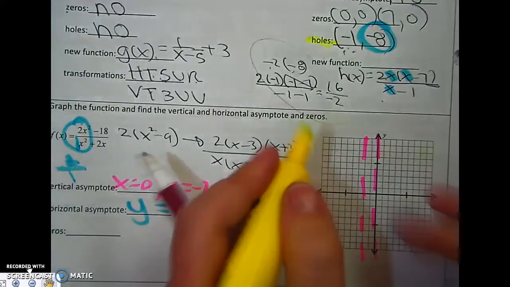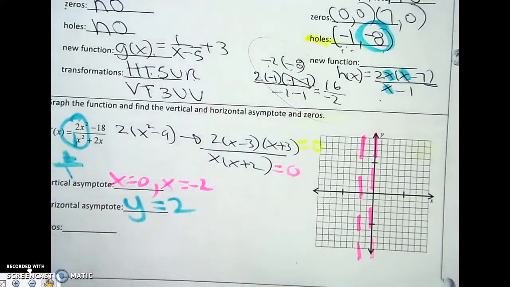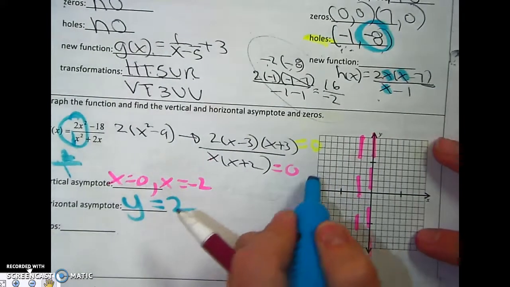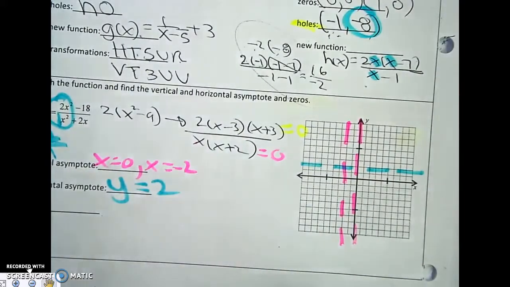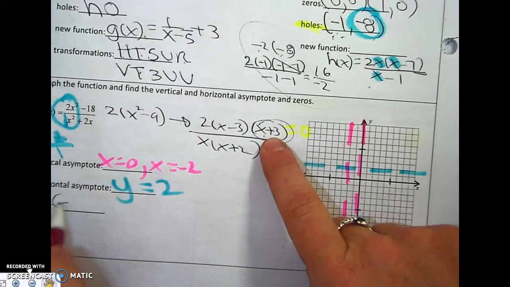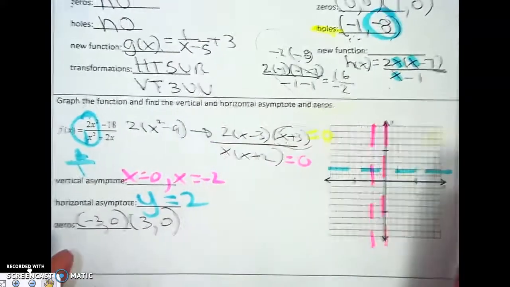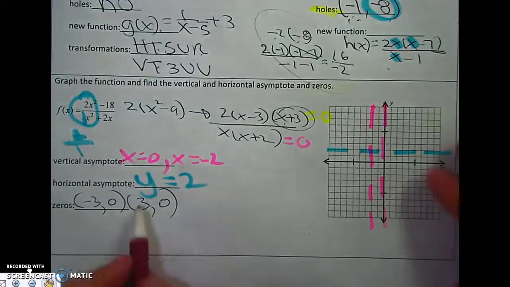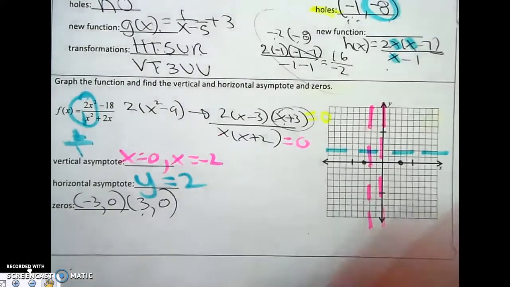To get the zeros, I set the numerator equal to 0. Let me actually graph y equals 2. Dashed, dashed, dashed, dashed. And then to get the zeros, I set the numerator equal to 0. If I set this equal to 0, I get negative 3 comma 0. If I set this equal to 0, I get 3 comma 0. And I can't set a 2 equal to 0 because I'm solving for x. So I plot 3 comma 0 and I plot negative 3 comma 0.